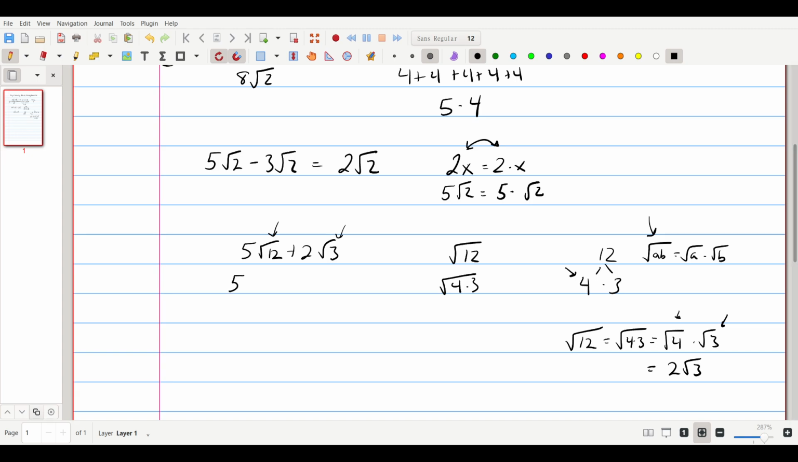So let's do that. Now we have 5 times 2 root 3. We can just multiply the 5 by the 2, and we get 10 square root 3. Plus 2 square root 3, we're just bringing this down. We have 10 root 3, and then we have 2 of them here. So how many total do we have? We have 12 root 3. Okay, cool.